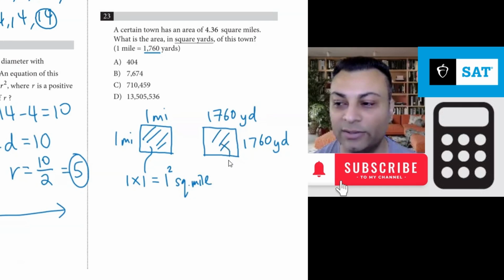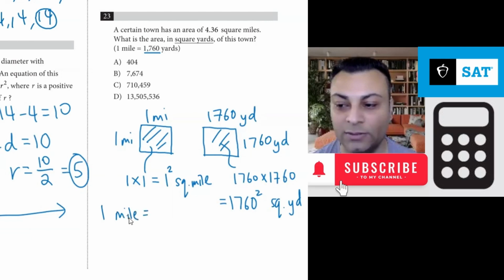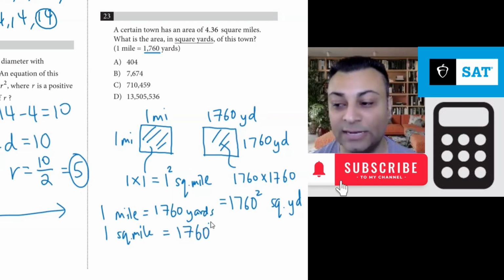This square has an area of 1760 times 1760, which is 1760 squared square yards. Okay, now we know, even though 1 mile is 1760 yards, let me write that down. 1 mile is 1760 yards. We also know 1 square mile is not 1760. It's a very big number. It's 1760 times itself square yards.